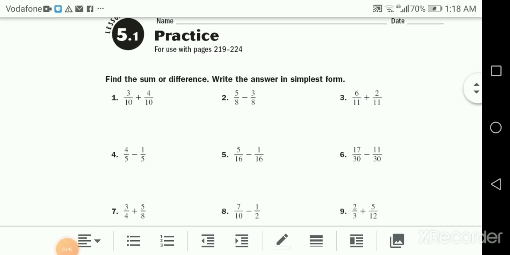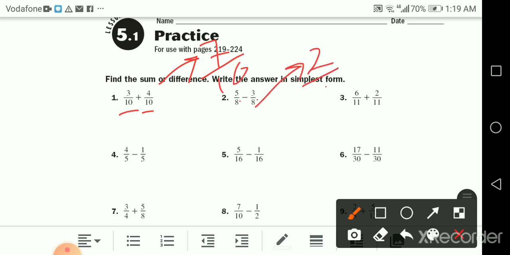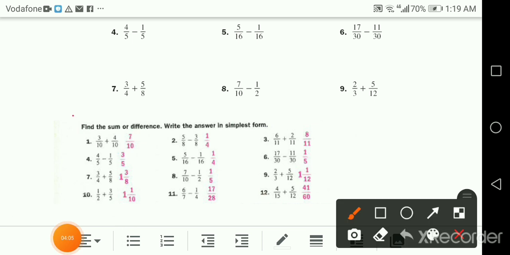So I have here some exercises and they are very easy. Okay, if we have a common denominator, it's very easy to add. 3 plus 4 gives me 7 over 10. And for the difference, it's easy, 5 minus 3, 2 over 8, and so on. What about if I have different denominators?